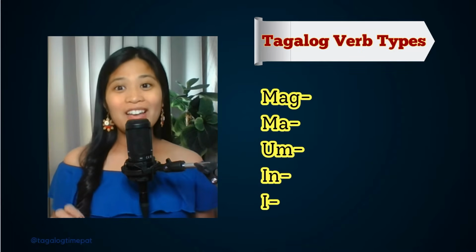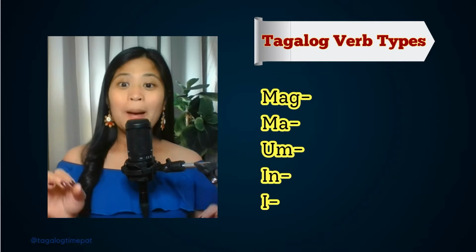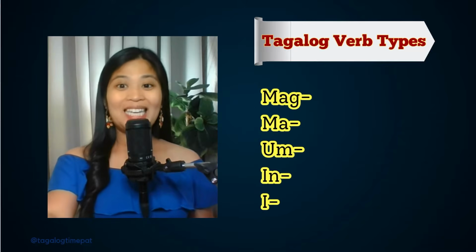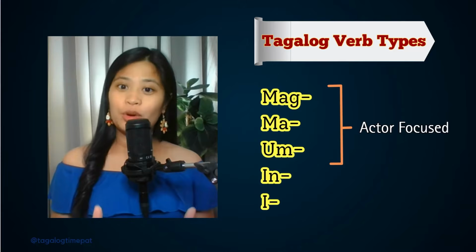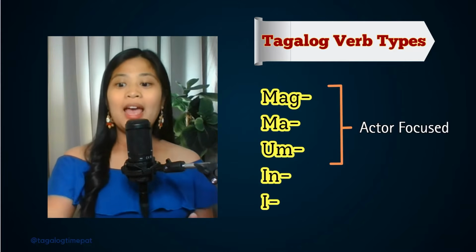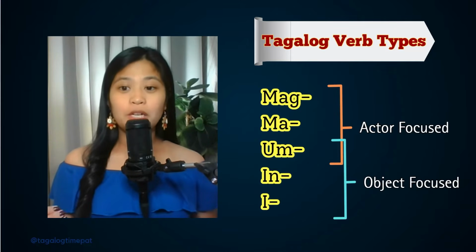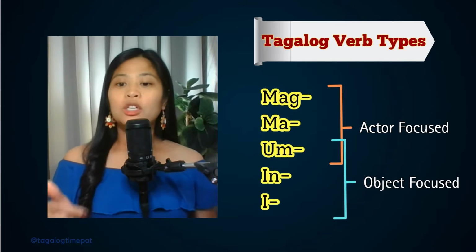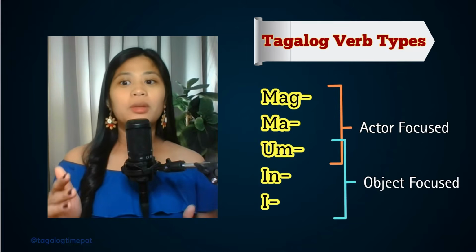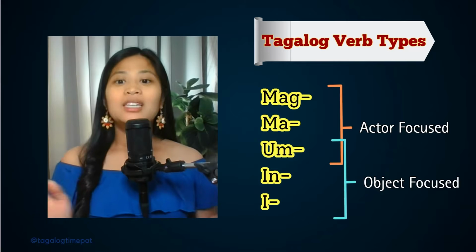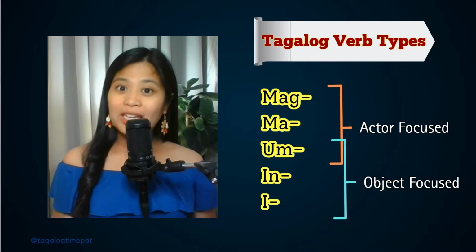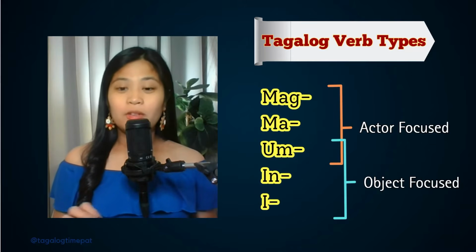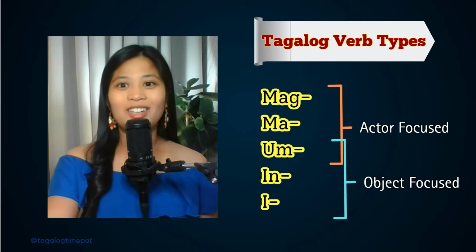Alrighty, so there are 5 main Tagalog verb types: mag, um, ma, in, and i verbs. What makes them different is that some are actor-focused, like mag, um, and ma, and then some of these verbs are object-focused, like in and i. So you can see that some of the verbs can be actor or object-focused, depending on the context of the sentence. And again, in episode 3, I go over which types of verbs can be actor or object-focused. So that's a really good episode to watch.